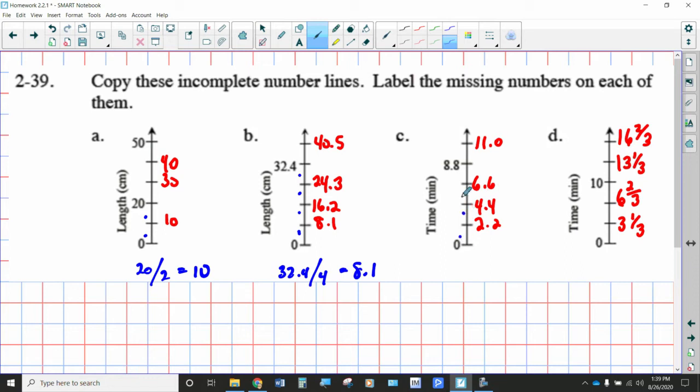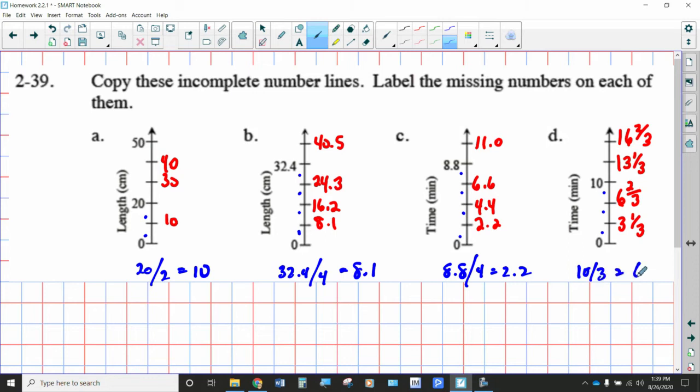Here you're going 1, 2, 3, 4 steps. You go 8.8 minutes. So how many minutes per step? Divide it by 4, and you get 2.2 minutes per step. And then here you're going 1, 2, 3 steps to go 10 minutes. And so that's going to be, what is that, 10 divided by 3.